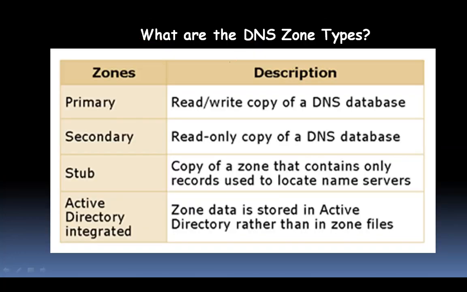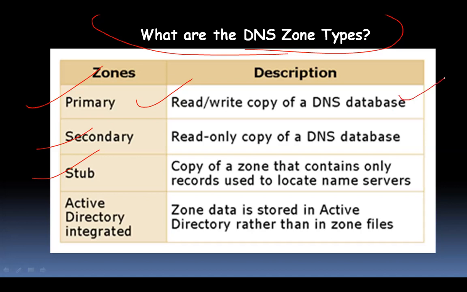We will move to the next one, guys. What are the DNS zone types? So basically we have three: primary zone, secondary zone, and stub zone, and one more is Active Directory integrated. If we talk about the primary zone, very important, it will contain a read and write copy of the DNS database. Okay, if secondary, read only.